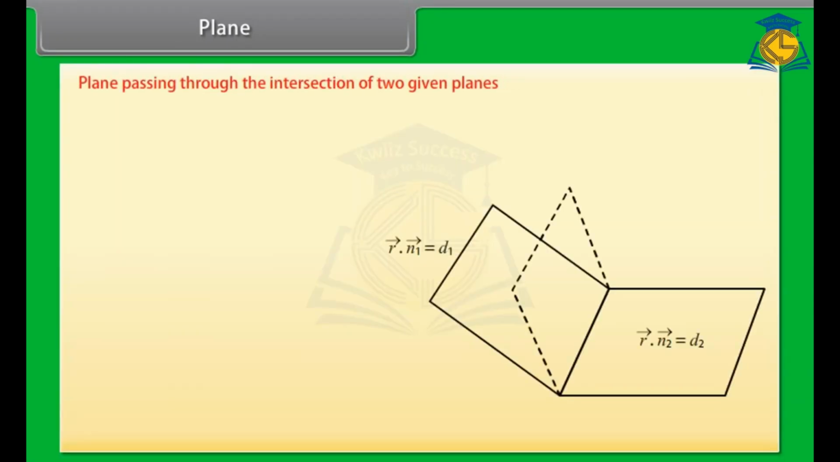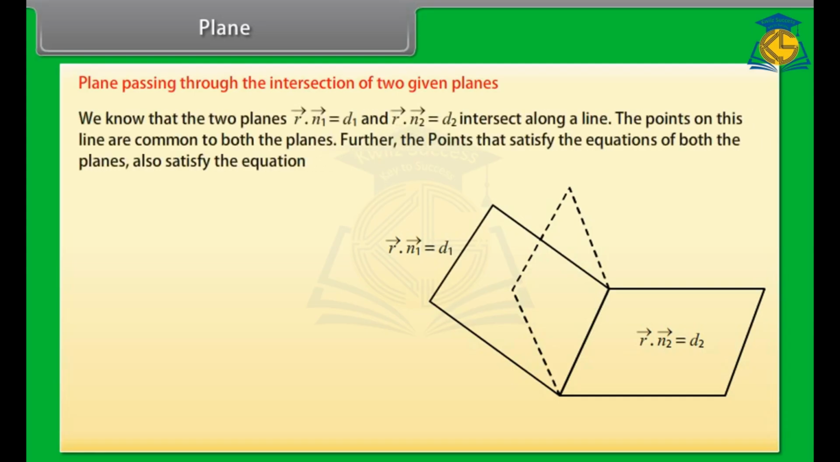Plane passing through the intersection of two given planes. We know that the two planes, dot product of vector r and vector n1 equals d1 and dot product of vector r and vector n2 equals d2, intersect along a line. The points on this line are common to both the planes. Further, the points that satisfy the equations of both the planes also satisfy the equation dot product of vector r and (vector n1 plus lambda vector n2) equals d1 plus lambda d2, where lambda belongs to R.